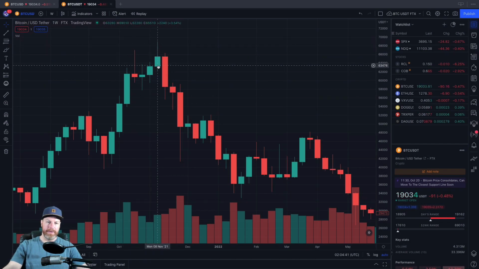But you'll see that very quickly after we got this hammer pattern, the market did reverse and we were in an extended bear trend. That weekly candle there actually signified the top of the last bull market for Bitcoin.